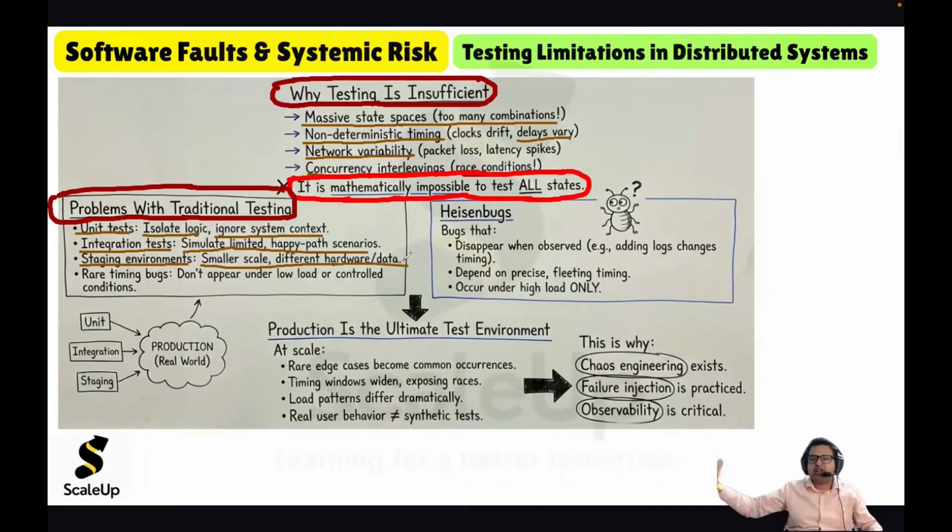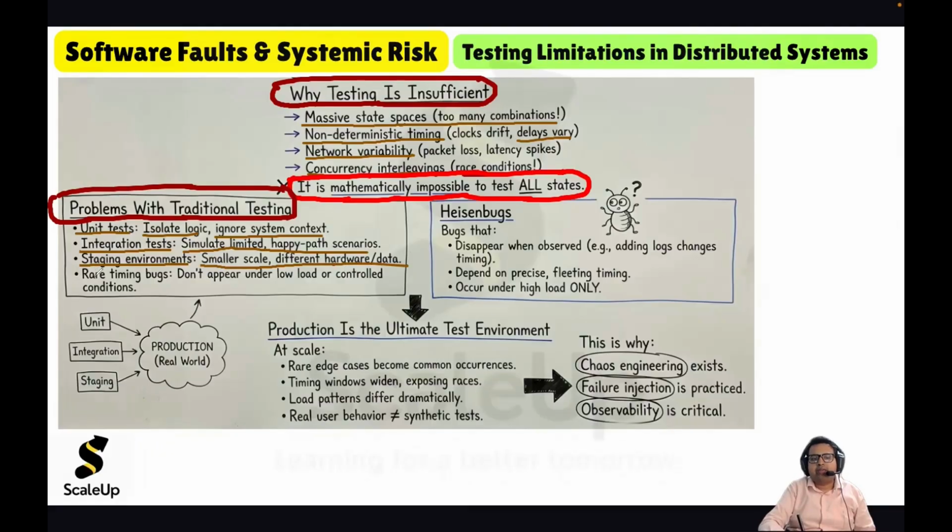But in the production environment, if we take a complex distributed system, the scale will be huge. Hardware use will be different. Data generated will be different. So that is why we will not be able to simulate the staging environment also.